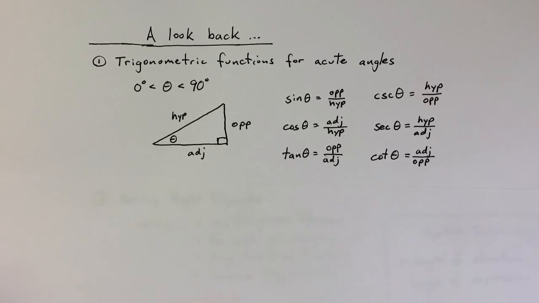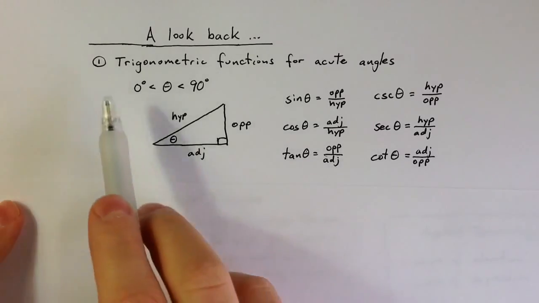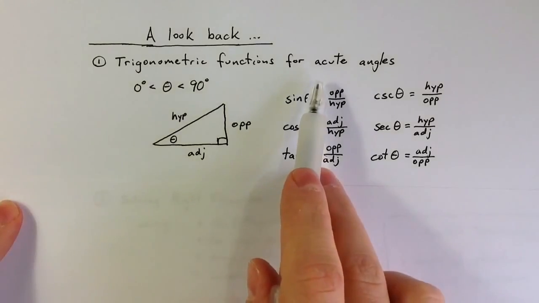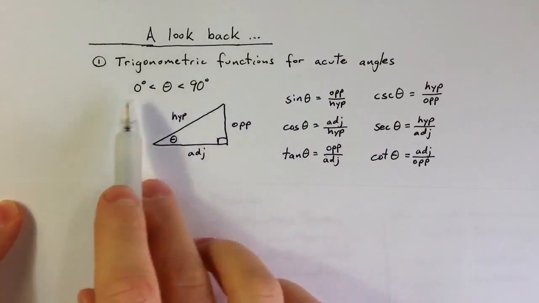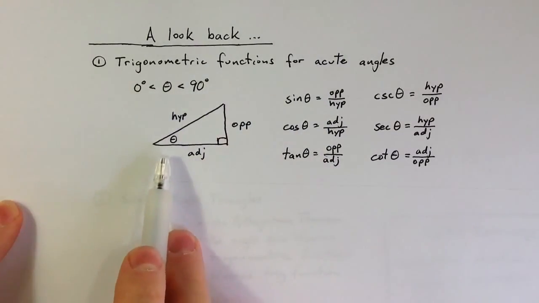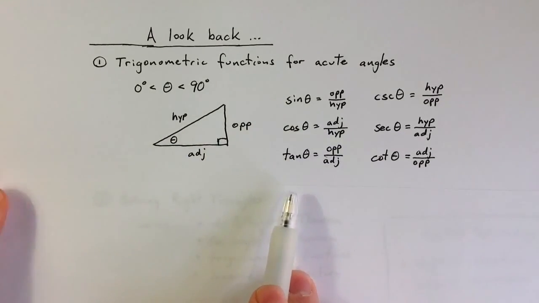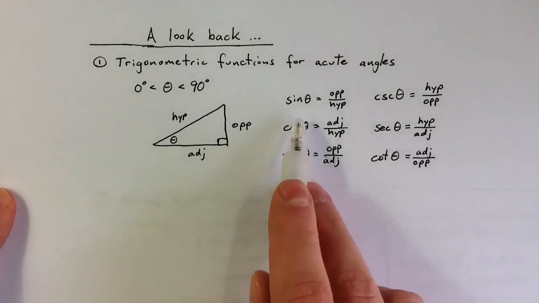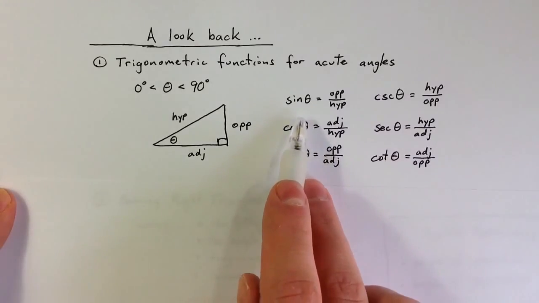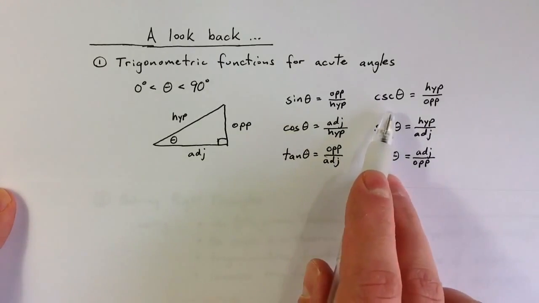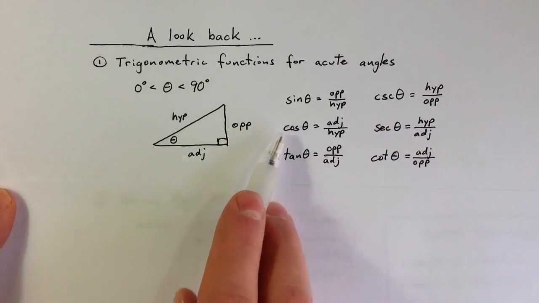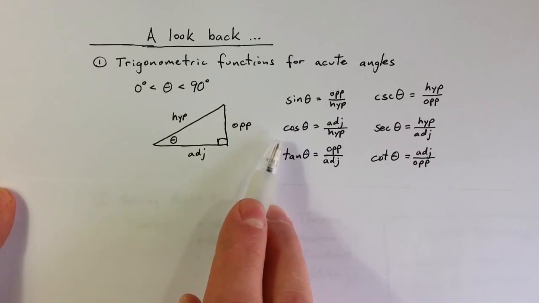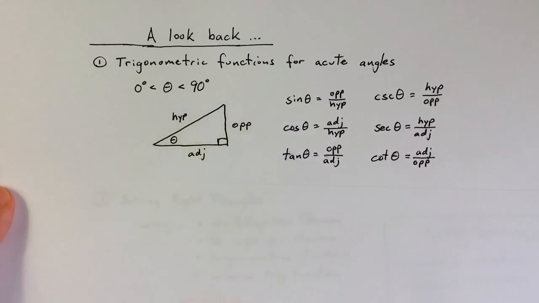Let's take a look back at some of the ideas we've discussed. First, trigonometric functions can be defined for acute angles by placing that acute angle as one of the acute angles in a right triangle, and then we can define the 6 trigonometric ratios as ratios of the side lengths of that right triangle. Importantly, there are some relationships we can talk about.